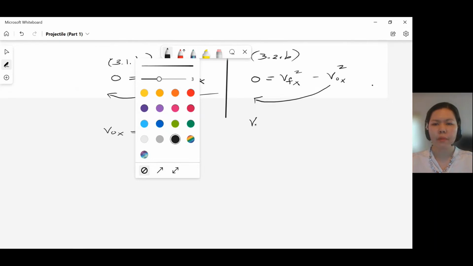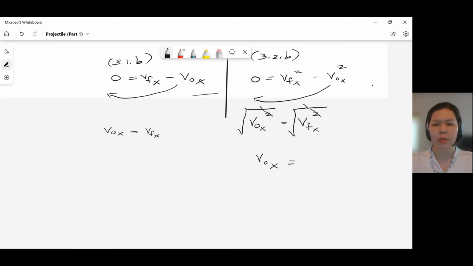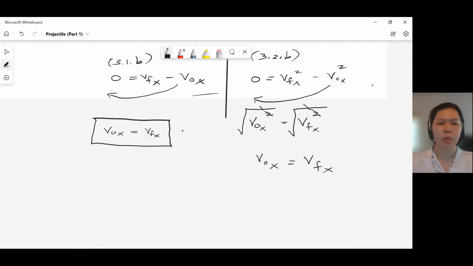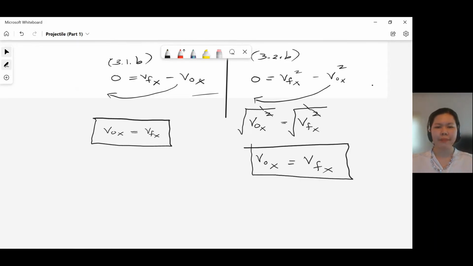we have positive v naught x squared equals vf x squared. Then simplifying by extracting the square root of the entire equation. So square root of square, that's v naught x, equals square root of square, that cancels, vf x. So notice that we get the same equation from 3.1.b and 3.2.b. v naught x equals vf x. This means that at any point along the projectile's trajectory, the x component of the final velocity of an object is equal to the x component of its initial velocity.